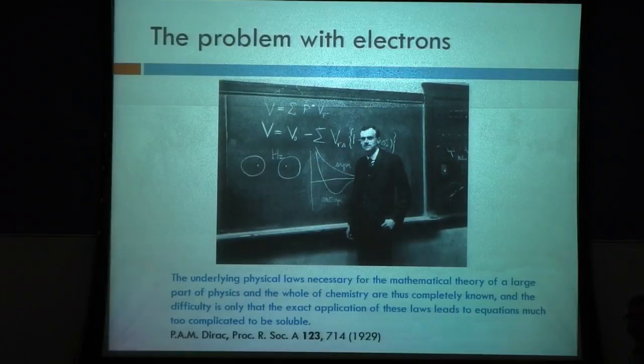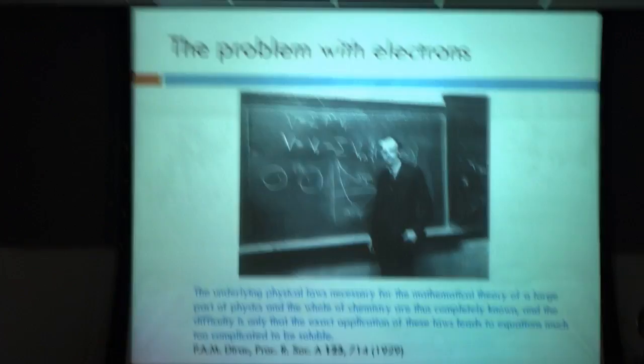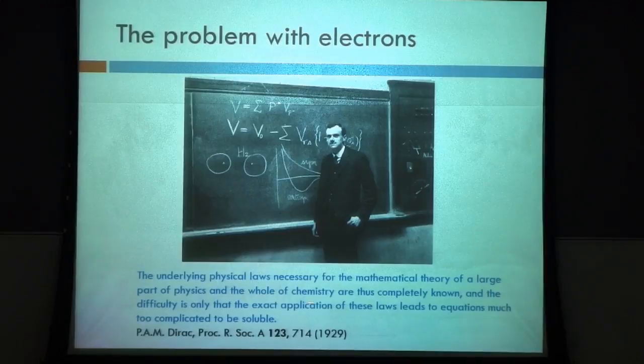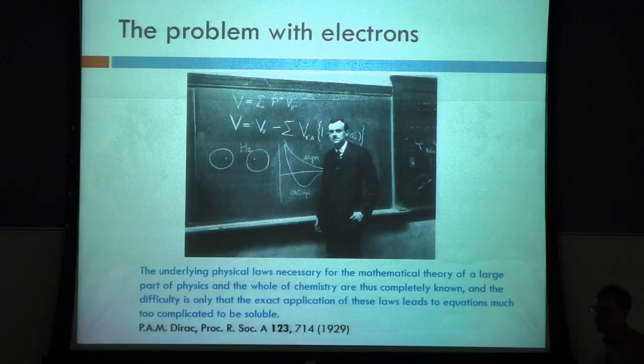So what's the problem with electrons? In 1929, Dirac noted that we knew everything there is to know about electrons. They're a simple particle. They have a simple spin, charge, easy interaction with Coulomb's law. But he also noted that even though these laws are simple, they lead to equations which are much too complicated to be soluble. And he then goes on to think about ways to do approximations. And in fact, a lot of our technological development as a society has been, as computers get larger, our ability to solve complicated chemical and material problems gets better, which allows us to make better computers, which then feeds naturally with itself.